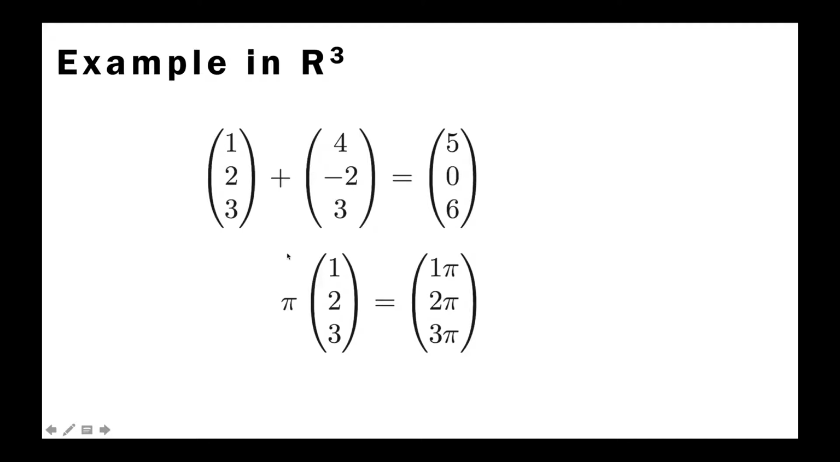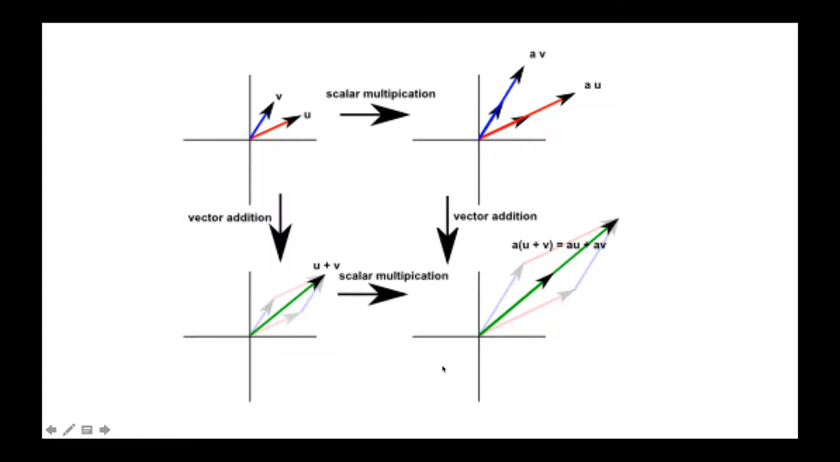So here's an example of those linear combinations in R3. R3 is the space of 3-element vectors. Here's an example: 1, 2, 3 and 4, minus 2, 3. And I can add these vectors together. To do that, I just add each of the elements. So 4 plus 1 is 5, 2 minus 2 is 0, 3 plus 3 is 6. I can also take a vector and multiply it by any number, and I do that by just multiplying each component by that number. So I get 1 pi, 2 pi, 3 pi in this example.